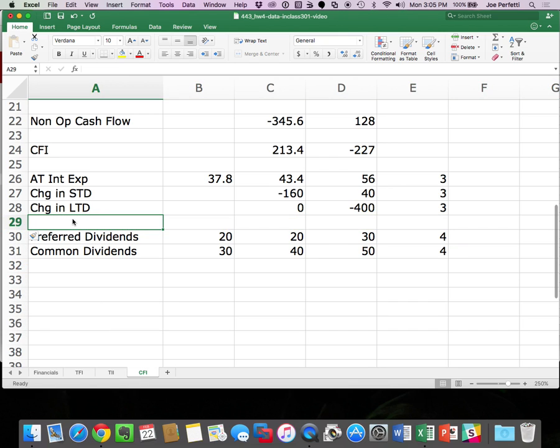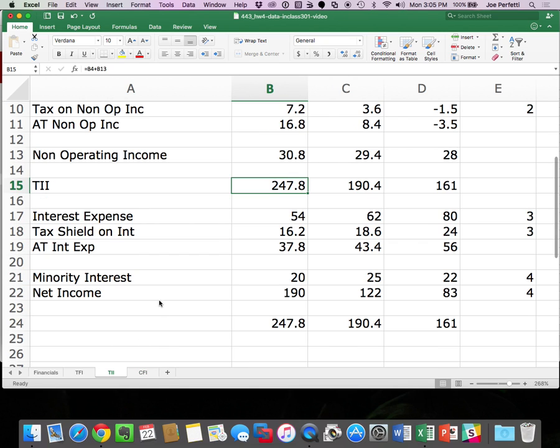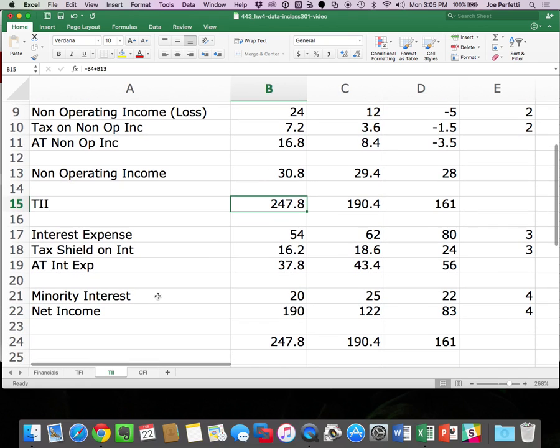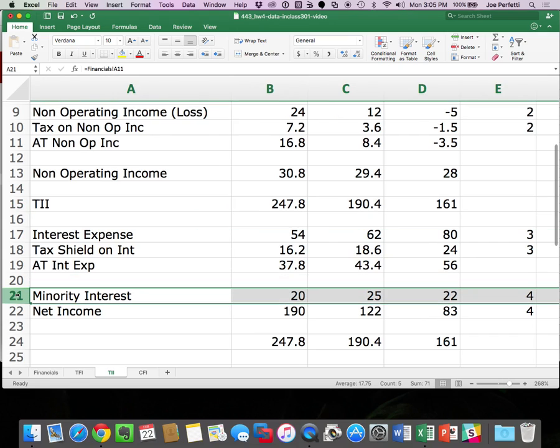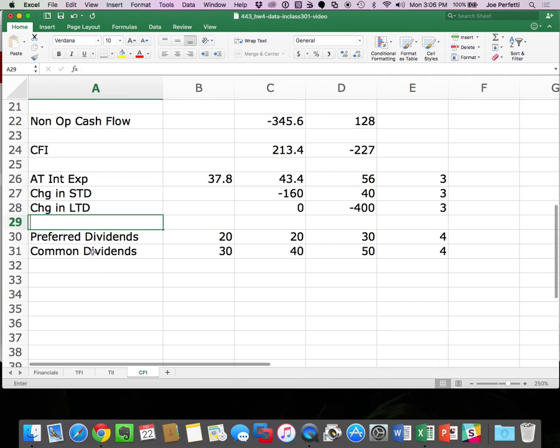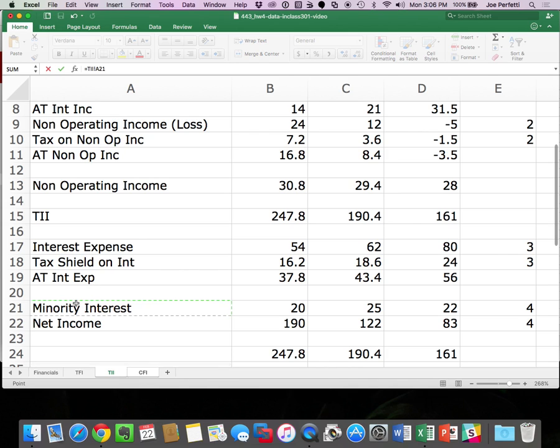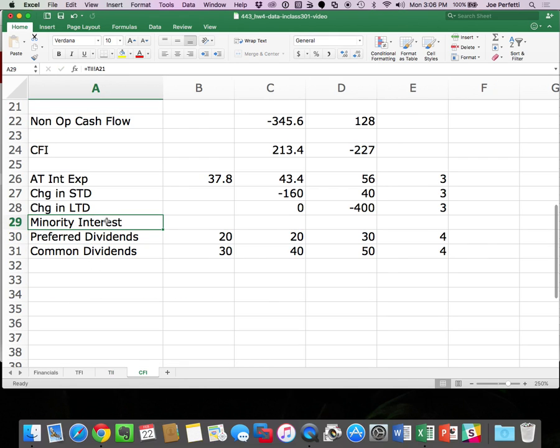There is a 4 that was on the income statement that I had skipped over, which was what? Minority interest. Those are also dividends. Those are dividends to our minority shareholders. So I can't forget to put those into the CFI. Now those are already after tax, so I don't have to tax impact those. And those are distributions, just like the preferred and the common dividends. So those are also positive numbers.